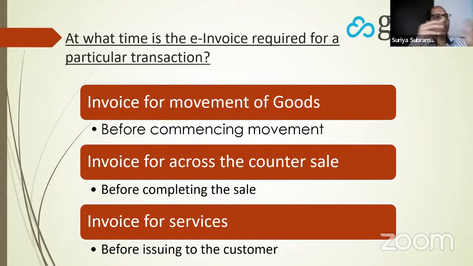At what time is e-invoice required for a particular transaction? E-invoice is required if it's a movement of goods. Before commencing movement, you need to have the e-invoice, and if e-waybill is applicable, you need to generate the e-waybill. If it is an across-the-counter sale, for example, I'm going to Metro, DMart, Reliance, I'm buying something, paying money, and receiving the goods, that business has to immediately generate the e-invoice before giving me the goods.